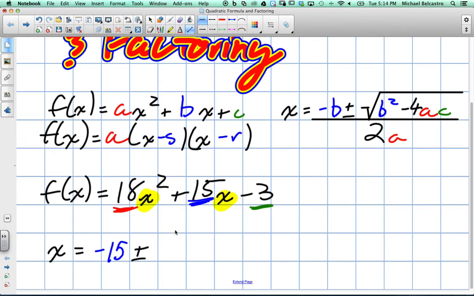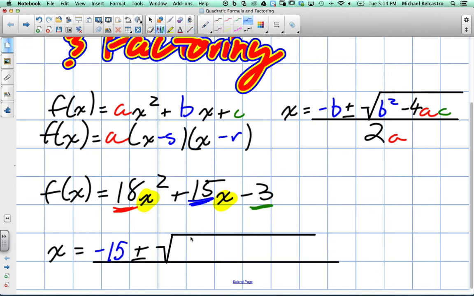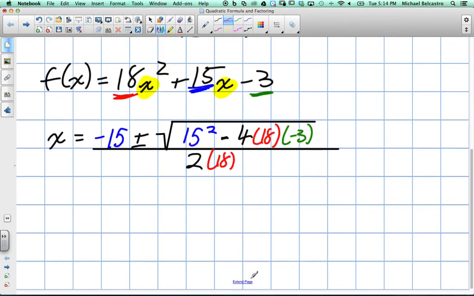Okay. From there, we have the root. Underneath that, we take our b value and we square it. So that becomes 15 squared. And then we subtract 4 times our a value, which is 18, times our c value, which is -3. And all of that will be divided by 2 times our a value, which is 18.